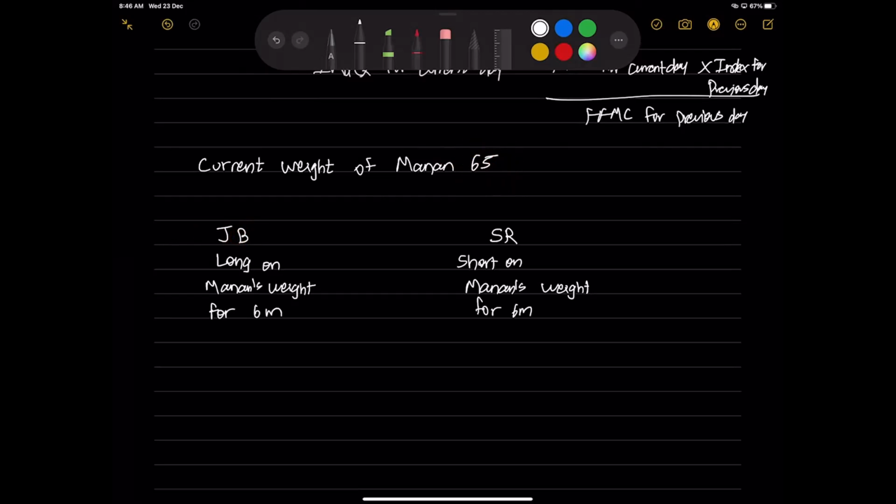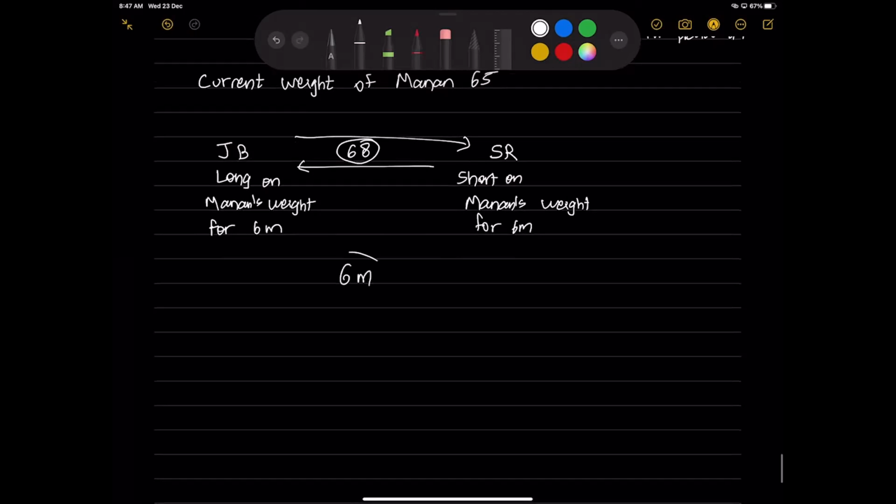So now, when I say long on Manan's weight and short on Manan's weight, both of us agreed that I will buy Manan's weight at a fixed price decided between both of us. Let's say the weight fixed is that I'm long on Manan's weight at 68, and in the same way Shashank is short on Manan's weight at 68. So obviously, after 6 months, the actual weight of Manan turns out to be 75.